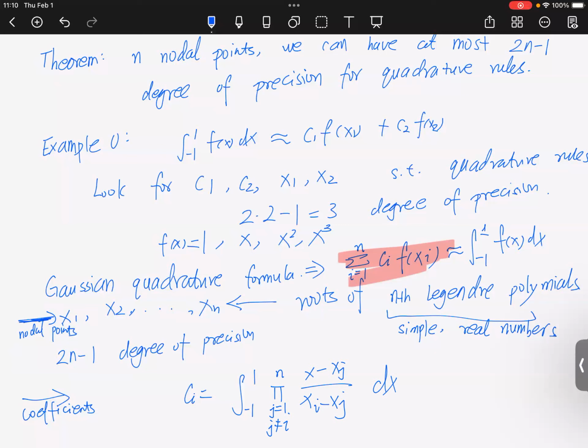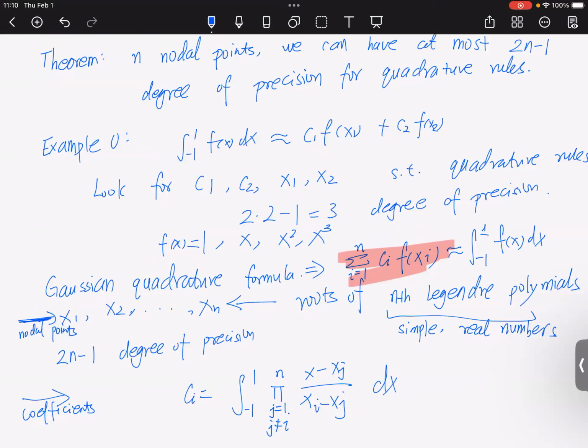Now, one piece of good news is that if we have n nodal points, then these nodal points are the roots of the n-th Legendre polynomial. Which means that if you are given a number n, the positions of the nodal points are fixed, and the coefficients Ci are fixed as well. So what can we do in this case?